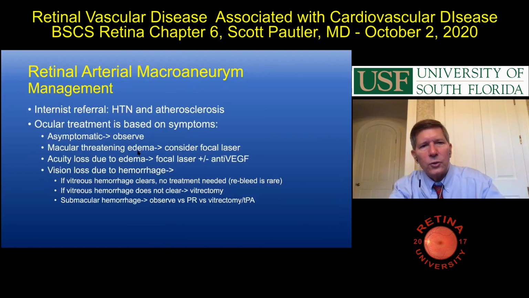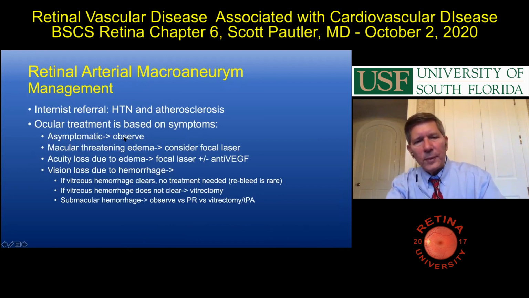How do you treat it? Well, again, manage the hypertension and look for other causes of atherosclerosis that are treatable. If they're asymptomatic, just observe them. Nothing has to be done. If you have edema, consider focal laser.